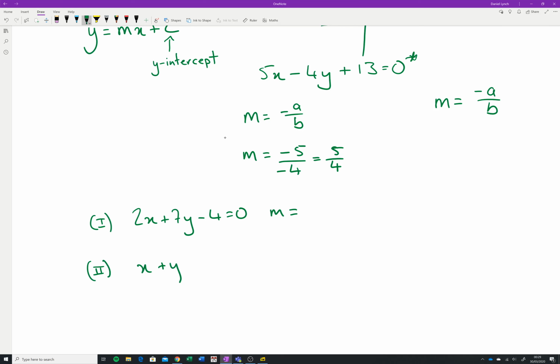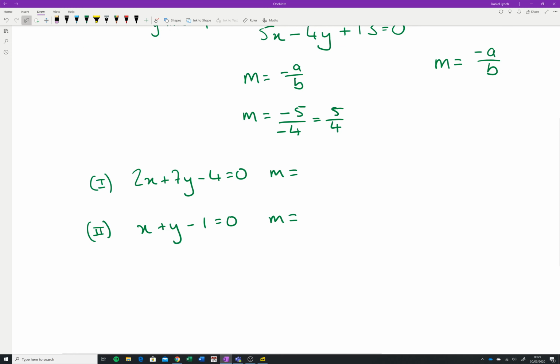Say x plus y minus 1 equals 0. I want to know what that slope is. And the third one, with plus 2y. Okay, pause the video there, give them a shot, and here come the answers.